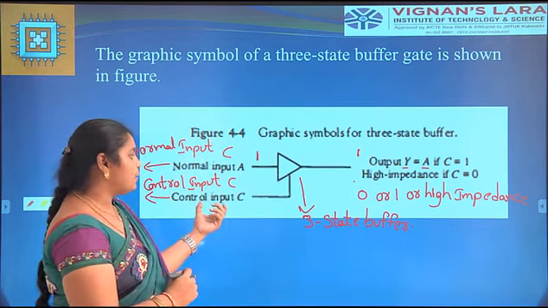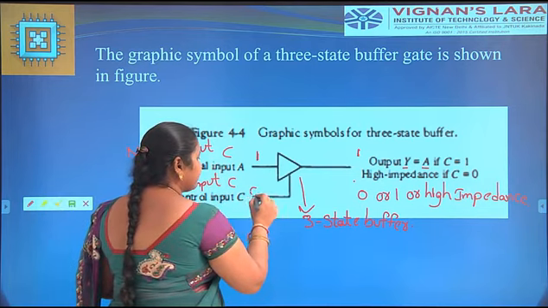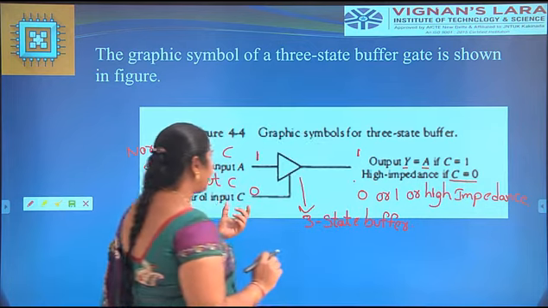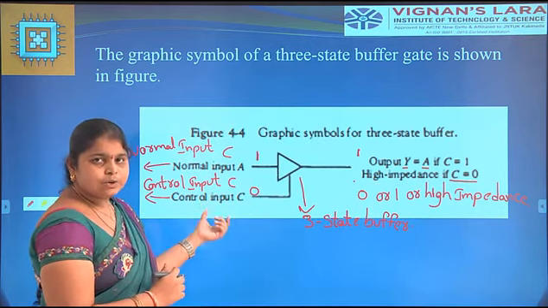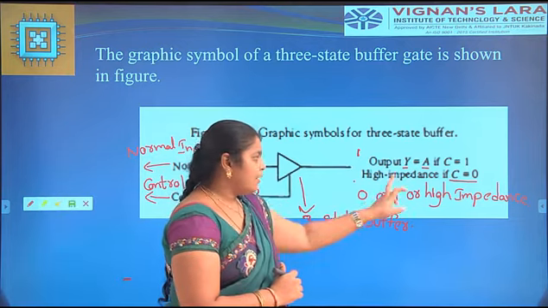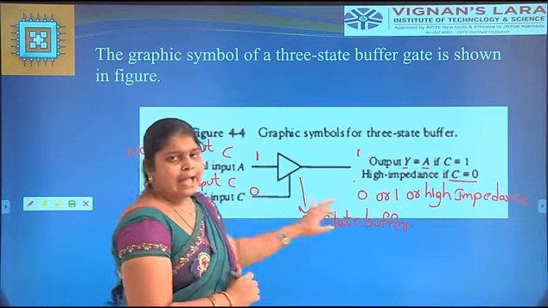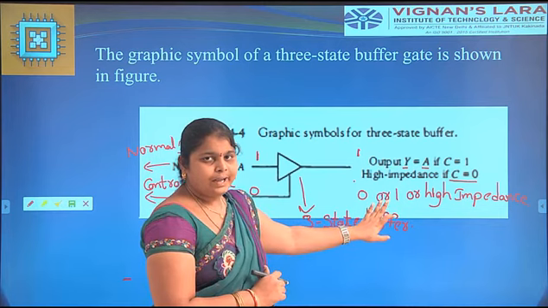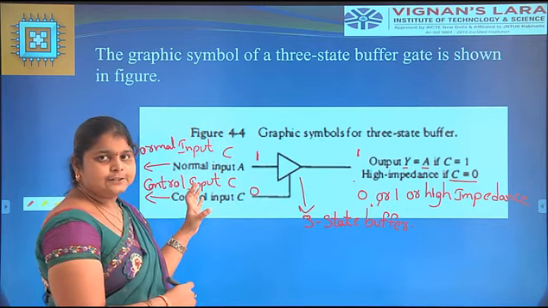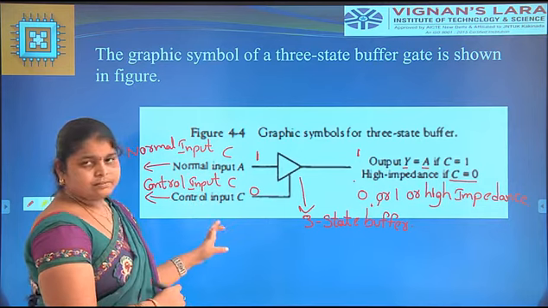Here the control input we have to take as 0. The output will then be high impedance. When the control input is 0, the output exhibits high impedance, and the output C is equal to 0. This is the graphical symbol representation of the three-state buffer.